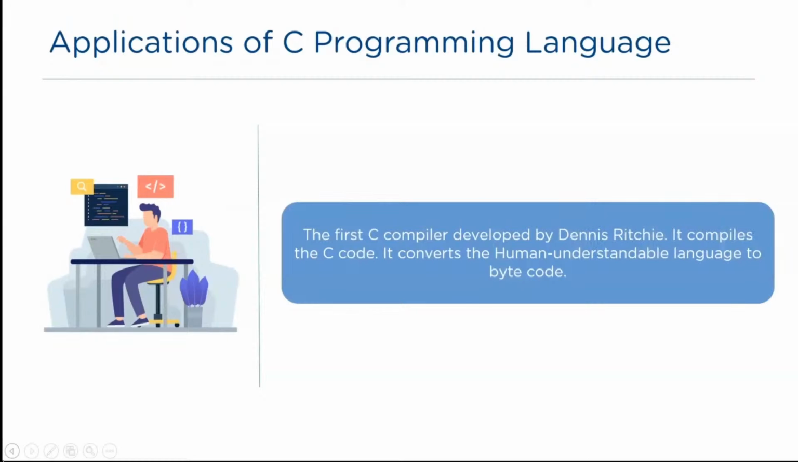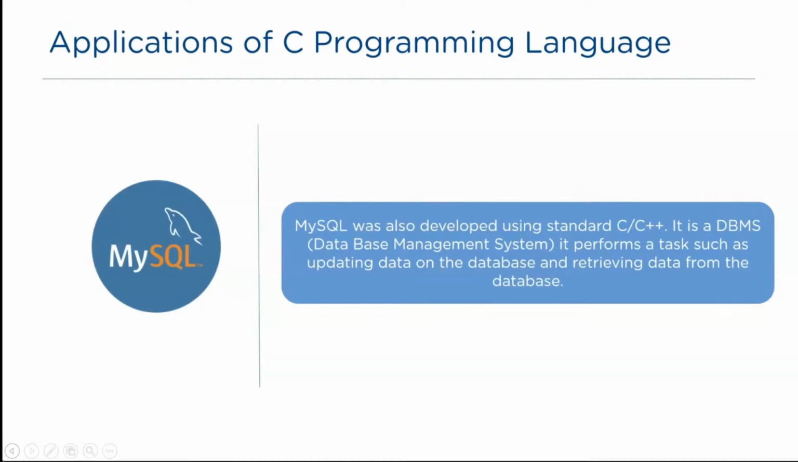C language is also widely used in designing compilers and interpreters. A compiler translates the code from a human understandable format to bytecode. The popular database MySQL was also developed using C. The simplicity of C enables MySQL to perform data manipulation tasks with ease.